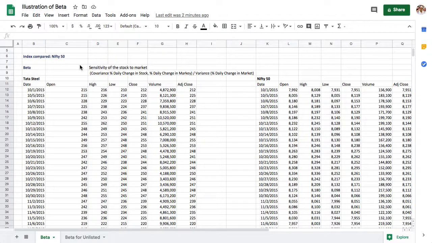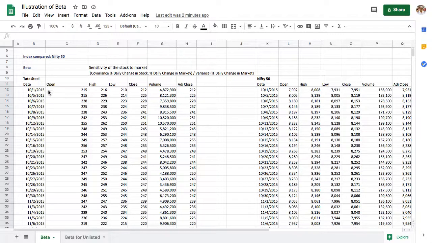So beta is a number that represents the sensitivity of a stock to the market. How much would the stock change if the overall market changed, say X%? The formula for beta is the covariance of the percentage change in stock and percentage change in market, divided by the variance of change in market. This is usually calculated on daily data.